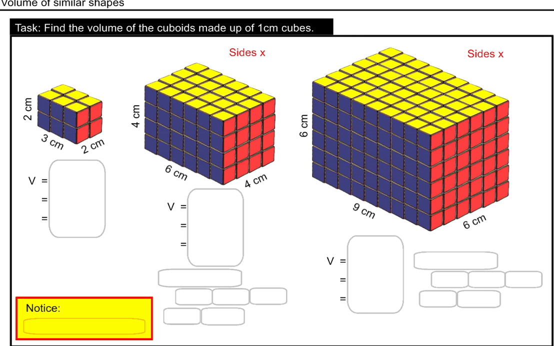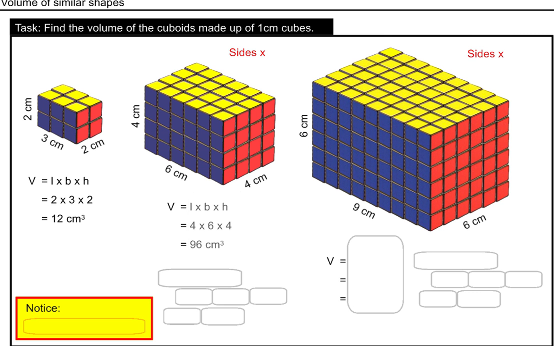So, volume of a cuboid, length times breadth times height. 2 by 3 by 2 in this case. For the first one, gives me 12. Second one, length times breadth times height. 4 by 6 by 4, giving me 96. The third and final one, length times breadth times height. 6 times 9 times 6, which hopefully you've been able to calculate was 324 cubic centimetres.